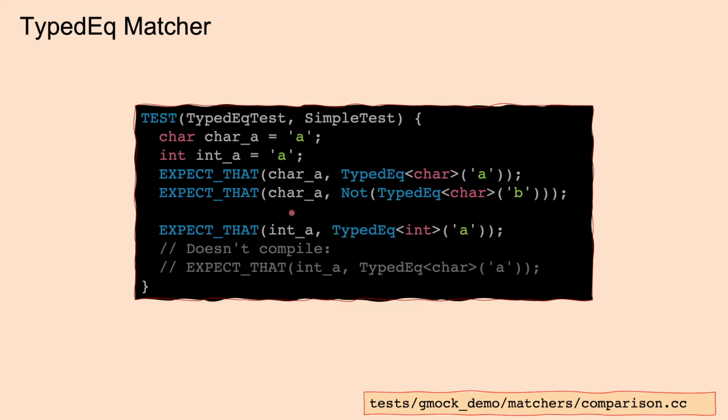Now for this variable int a, I can say expect that int a, its type is an integer and its value is letter a. However, if I try to say int a, its type is a character and its value is a, this would not be compiled. So this prevents me from writing a test and accidentally confuse the type of this variable.